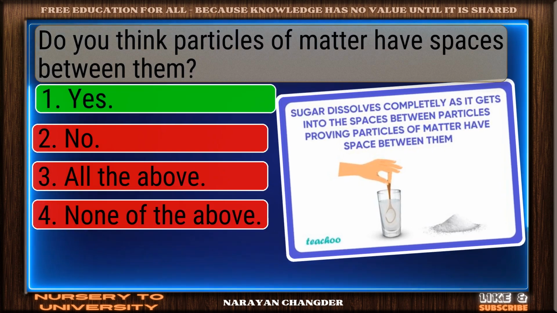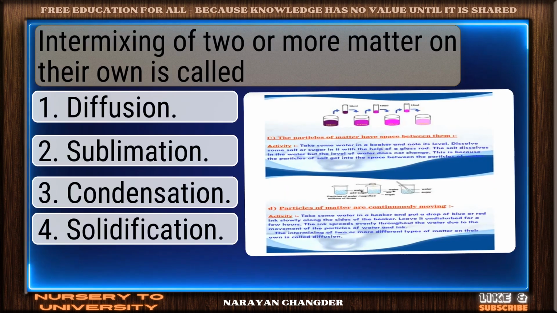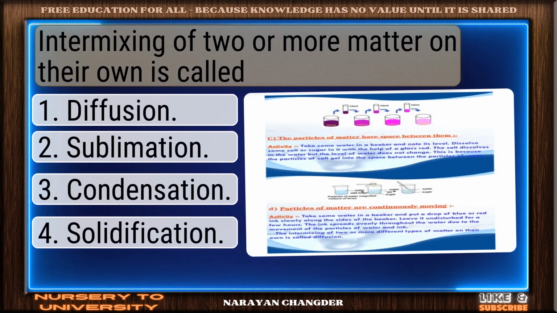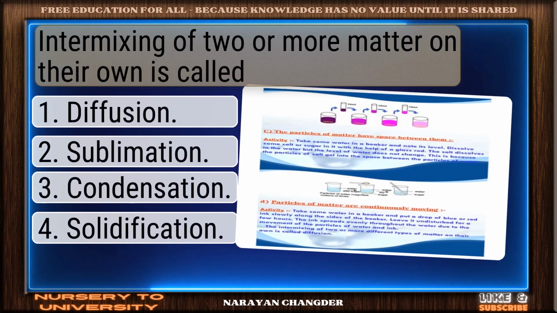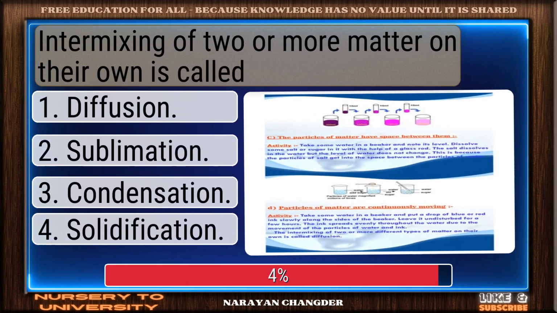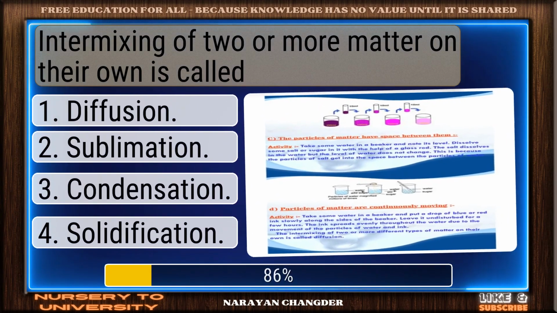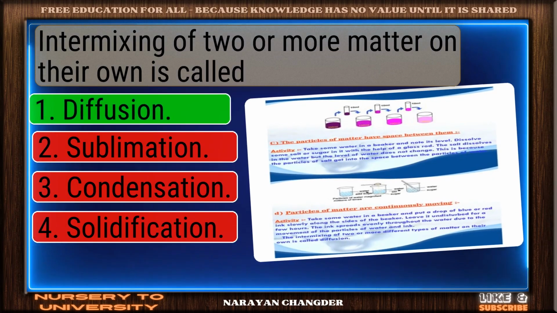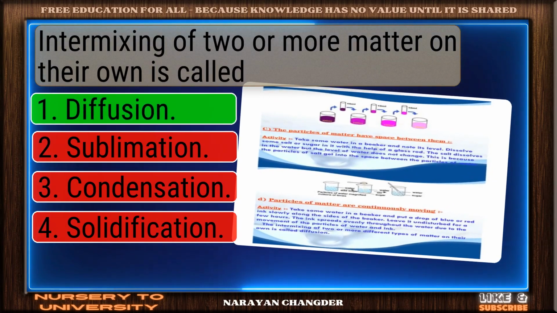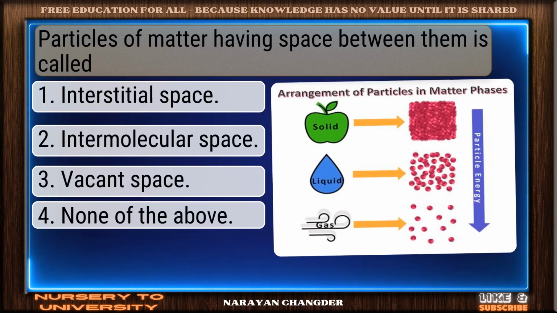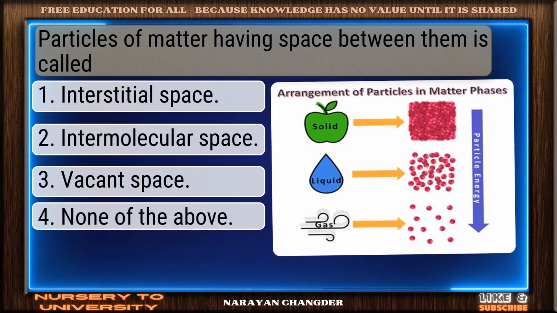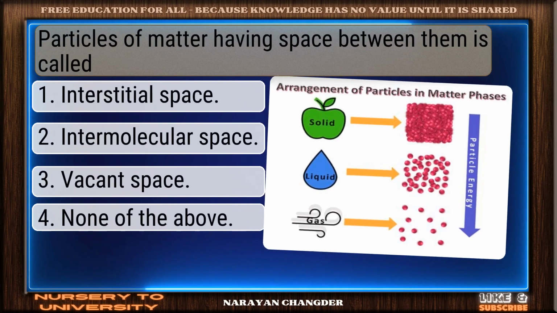You got it? Your choice yes is right. Question number 47. Intermixing of two or more matter on their own is called. Correct response. Diffusion is the most accurate answer. Question number 48. Particles of matter having space between them is called.